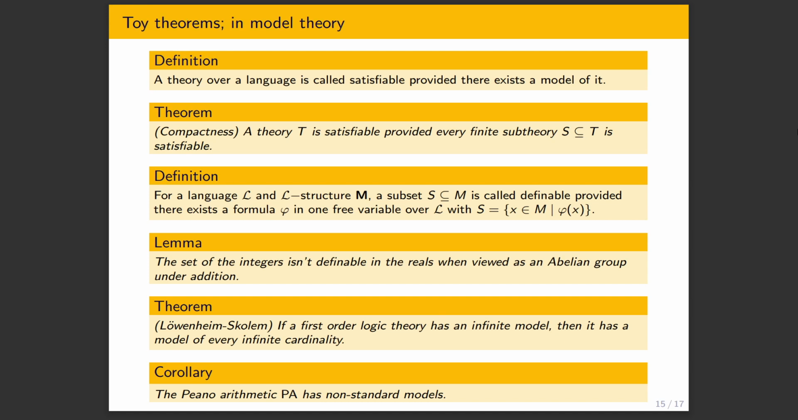This follows because it has an infinite model, I mean the natural numbers, and so it has a model of every cardinality, and in particular has models which are different from the standard model. Of course, by the standard model, I just mean the natural numbers with addition, successor, multiplication, and 0.